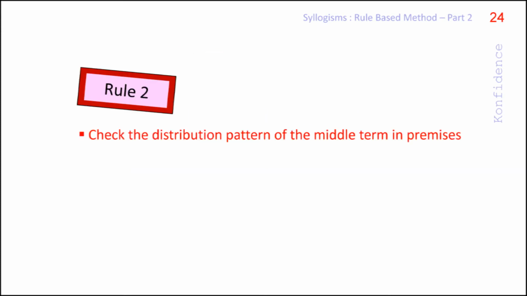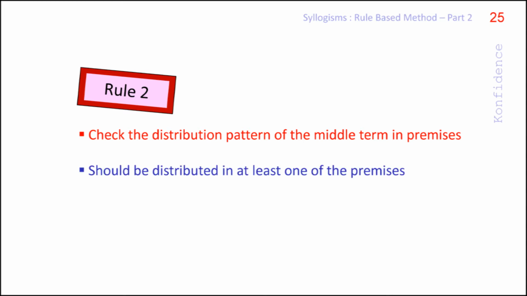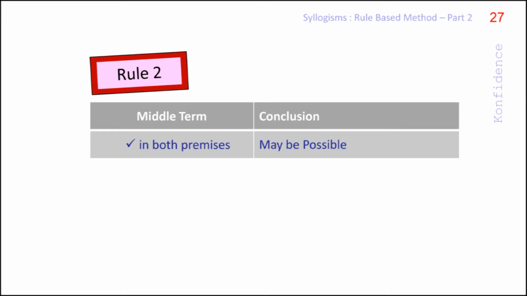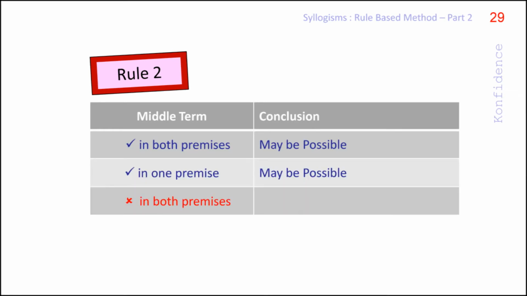The second rule tells us to check the distribution pattern of the middle term in the premises. It should be distributed in at least one of the premises. Otherwise, there cannot be a conclusion in the standard form between the non-middle terms. This is an extremely important rule which we would use extensively while solving the questions. There is no problem if the middle term is distributed in both the premises. But if it is not distributed in any of the 2 premises, then as per this rule, we cannot have a valid conclusion in any of the 4 standard forms between the non-middle terms.